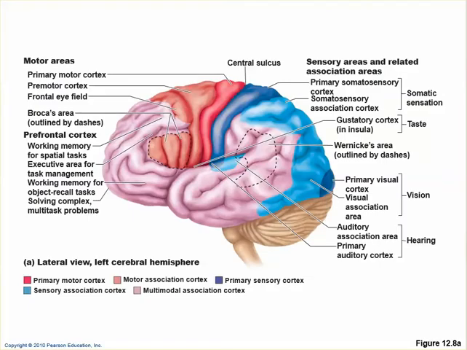So we've looked at this already, with the auditory being here behind the ear. The postcentral gyrus is the somatosensory. There's an association cortex here. The gustatory is in the insula in there. The visual cortex is in the occipital lobe. And the association cortexes are right next to the primary ones.